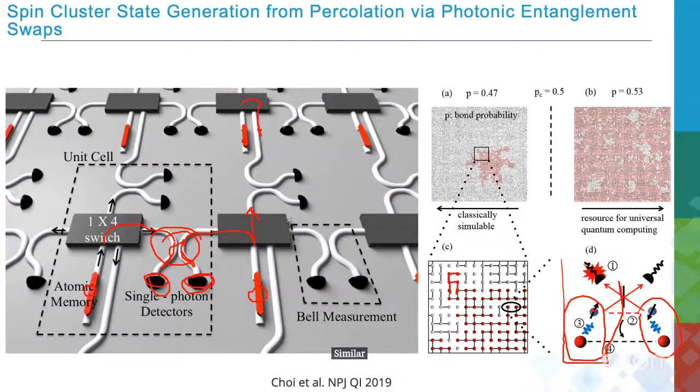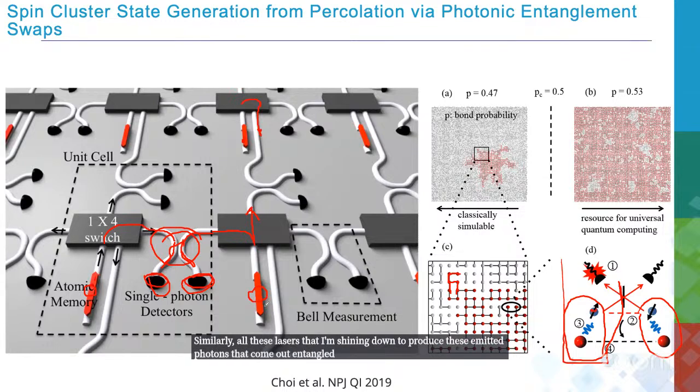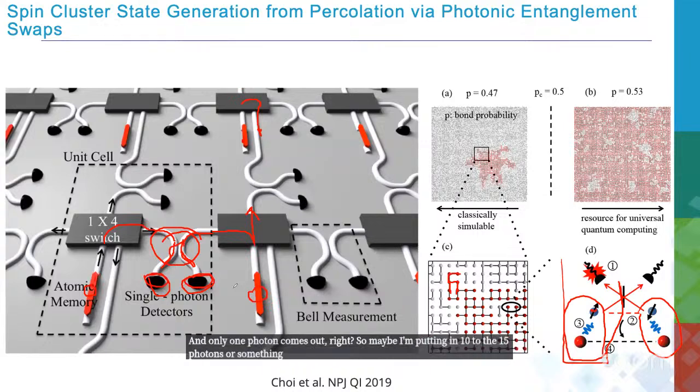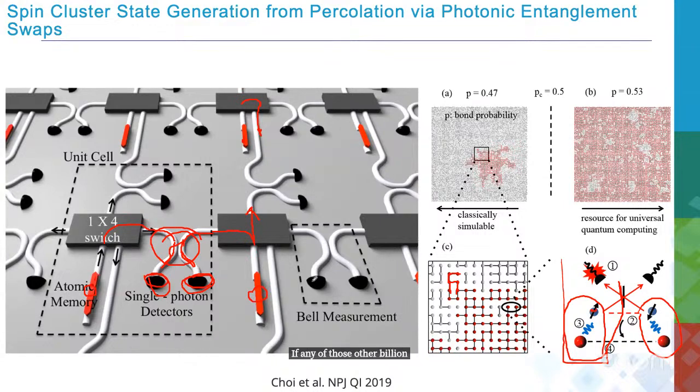Similarly, all these lasers that I'm shining down to produce these emitted photons that come out entangled, sometimes those photons will just accidentally scatter into the waveguide, and there's a huge number of photons that I'm using to make these guys all stimulate these emitted entangled photons, and only one photon comes out, right? So maybe I'm putting in 10 to the 15 photons or something, probably not that much, but maybe I'm putting in, say, 1 billion photons into this system to make it emit one. Well, if any of those other billion photons make it into a detector, well, they make it click, right? It's a single photon detector. It will click. Now it clicks with nothing to do with the quantum operation that I was trying to do. It essentially clicks from noise, right?